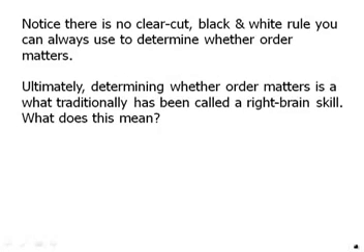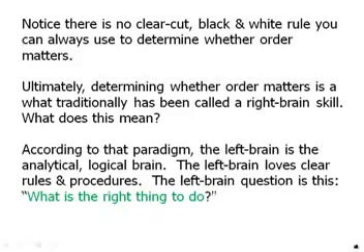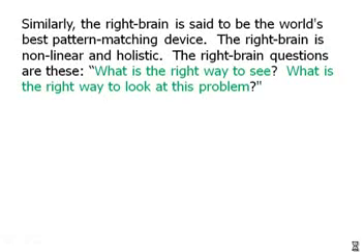Ultimately, determining whether order matters is what traditionally has been called a right brain skill. What does this mean? Well, according to that paradigm, the left brain is analytical and logical. The left brain loves clear rules and procedures. The left brain's question is this: what is the right thing to do? The left brain loves nothing more than just an absolute fixed, clear recipe. Give me an unambiguous recipe that I can follow. That's what the left brain loves.